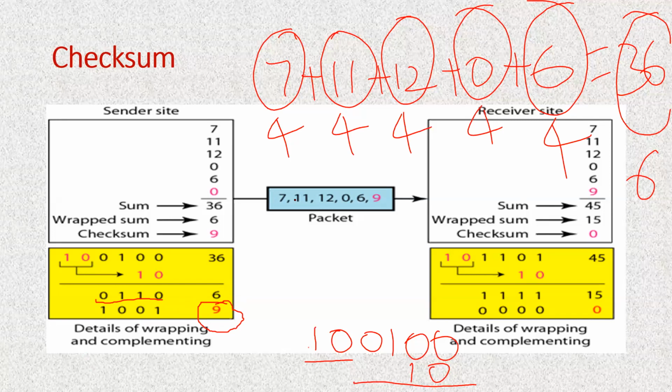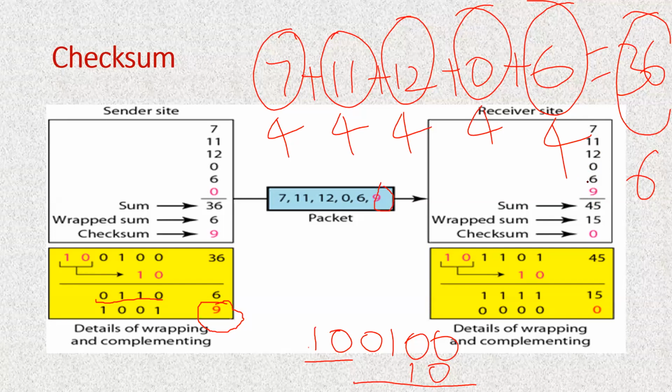Along with the data, 7, 11, 12, 0, 6, you add the checksum, that is 9, and send it to the destination. At the destination, we adopt the same procedure. You add everything along with the received checksum also: 7 plus 11 plus 12 plus 0 plus 6 plus 9. Here plus 9 is the checksum. If you add all these, the answer you will get is 45.